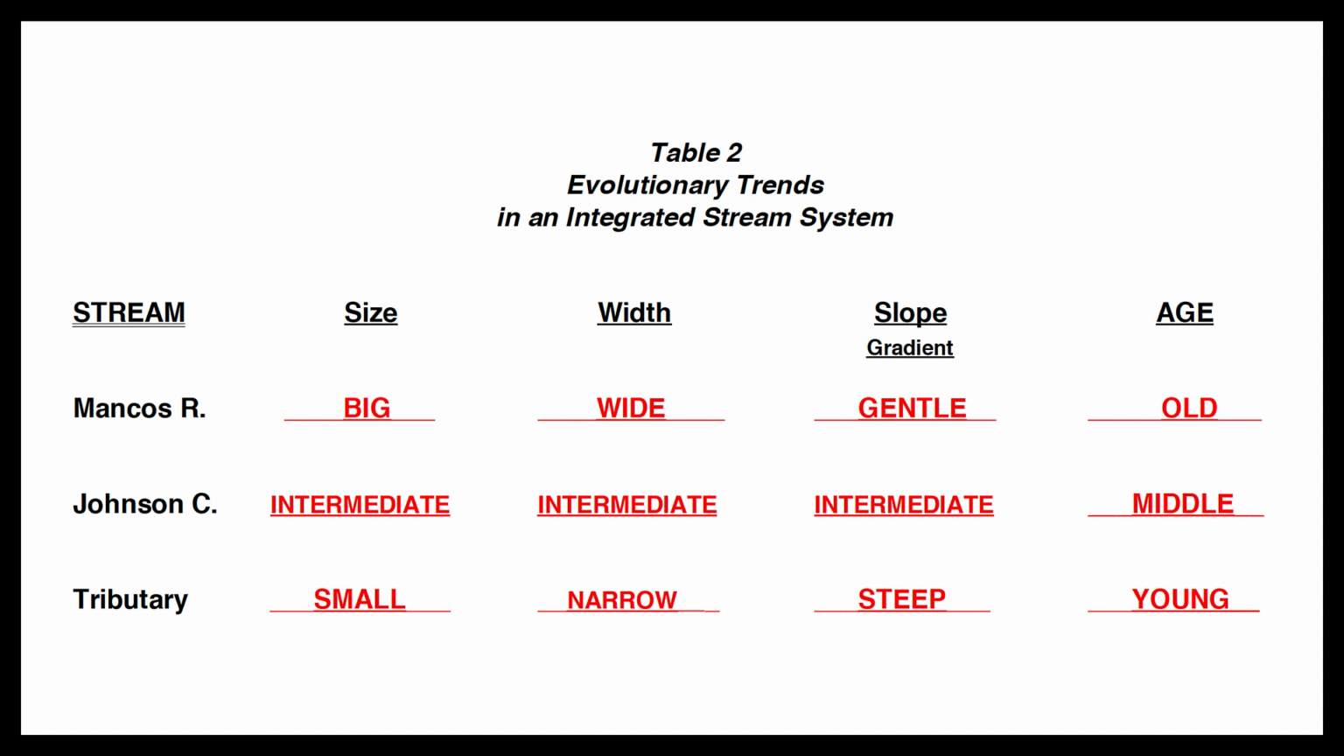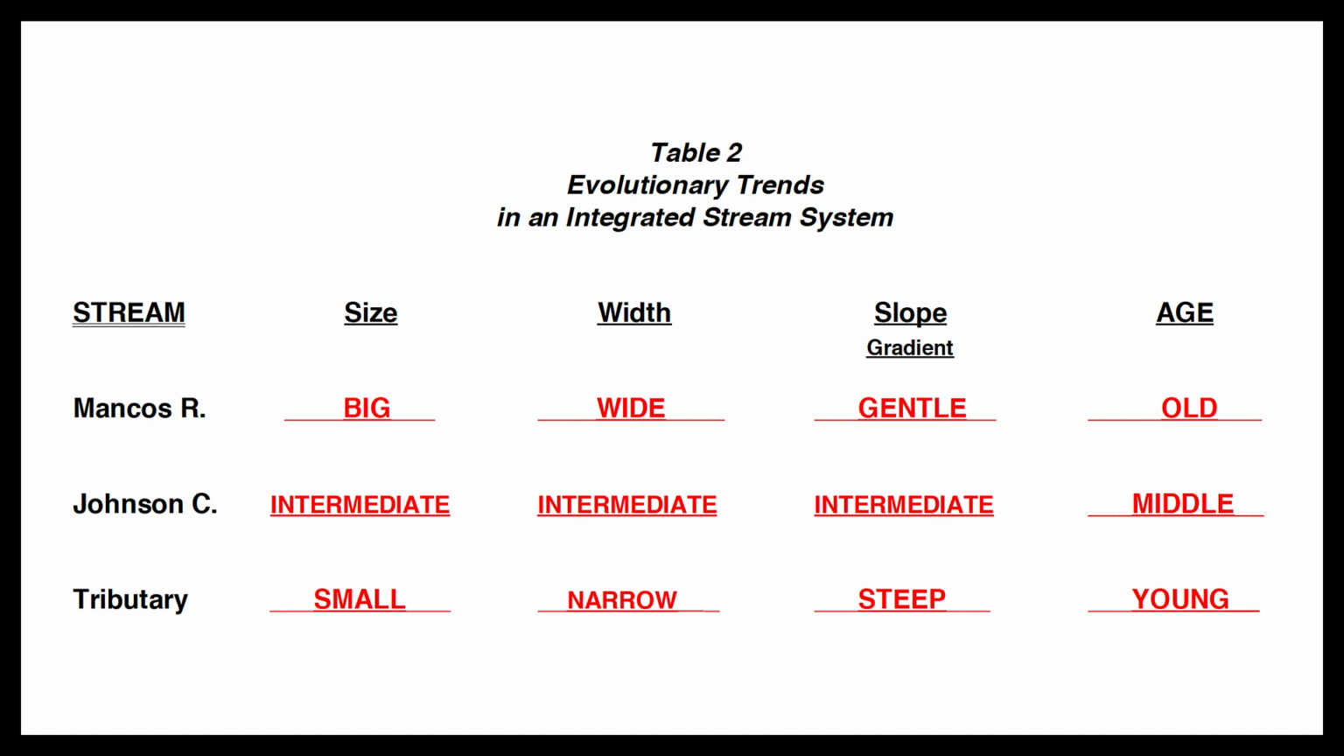Then finally, you have age, and age is not an observation here, it's a conclusion. It's a conclusion based on your observations. The Mancos River is old. Johnson Canyon is middle in age, and the tributary is young. And this is an important sort of conclusion based on your observations.